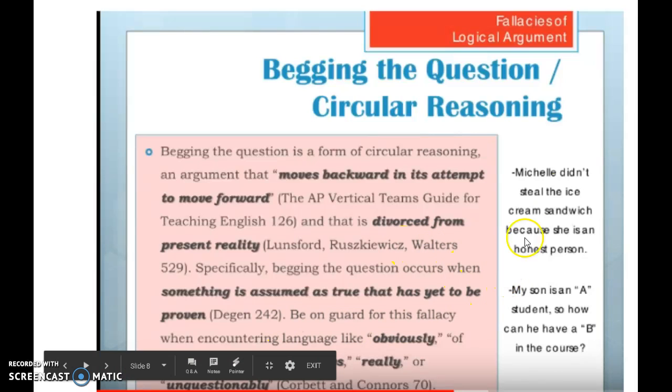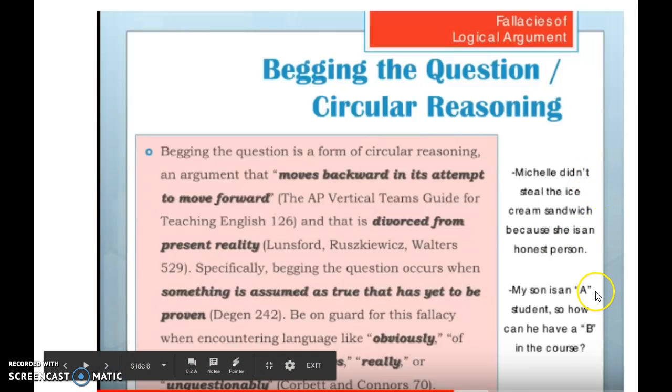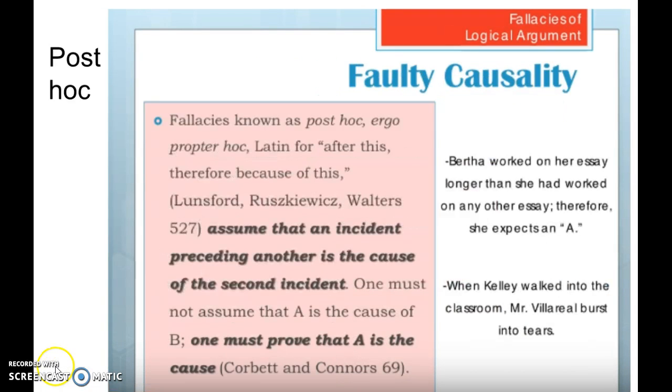In circular reasoning, you're starting with the end and you're proving the beginning with an end. So, for example, Michelle didn't steal the ice cream sandwich because she's an honest person. You're really not explaining. You're starting with what you want to say here, that she's an honest person, therefore she didn't steal it. That really doesn't provide enough evidence. My son's an A student. How can he have a B in the course? Again, you're starting with the end to prove your point.